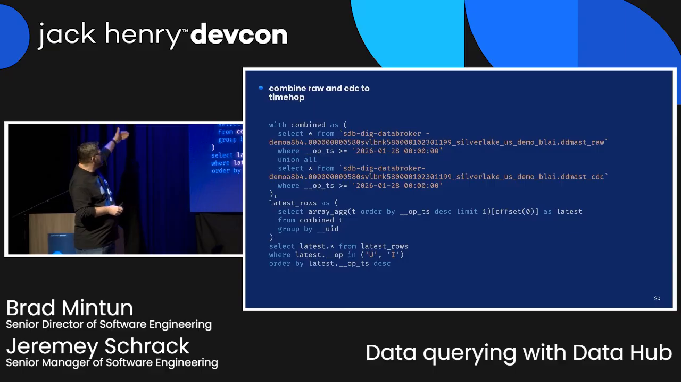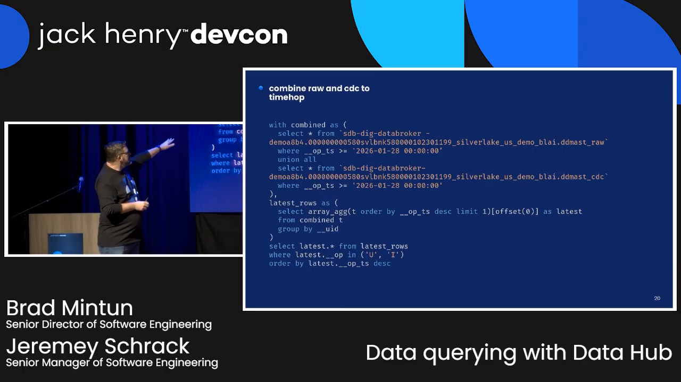So we combine the two tables, the first one being the raw. We're looking at the DD mass table here. Some things to note about the BigQuery syntax: the first dot is your project, second is the data set name, and the third is your table. That's going to be really important as we go through some more of the demo.